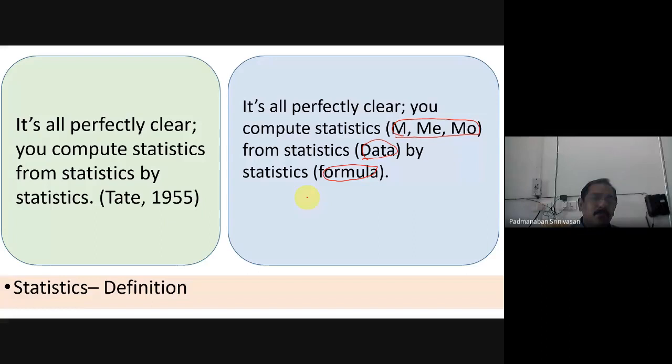The fourth one is the subject itself. Apart from this, you have the subject. So the subject itself is another meaning. So formula we call statistics. Data is statistics, and mean, median, mode is also statistics. The subject itself is also statistics. Okay, more than four.